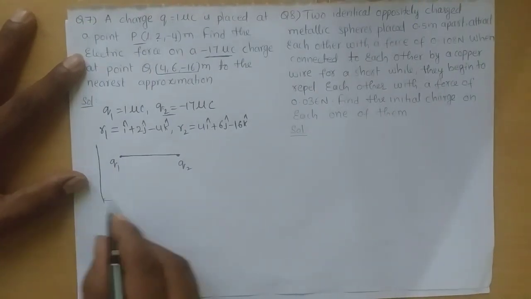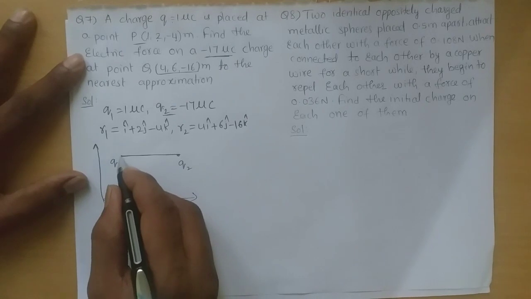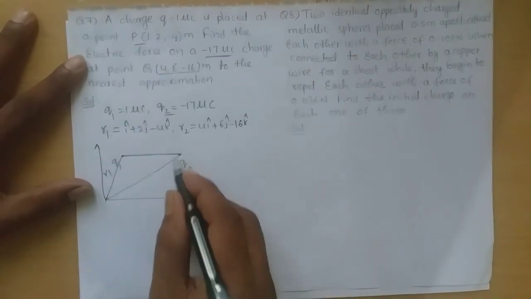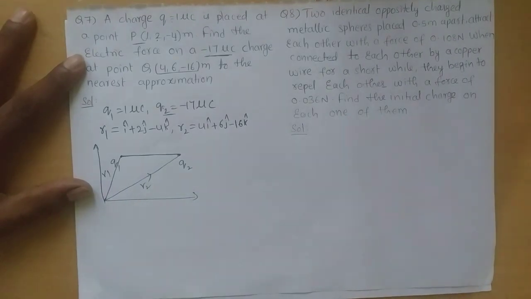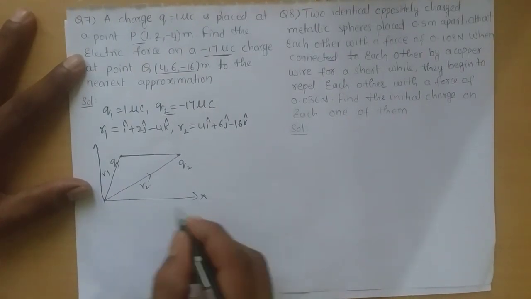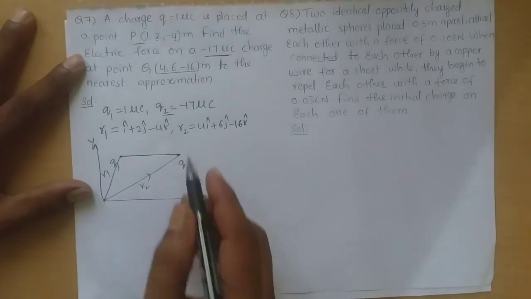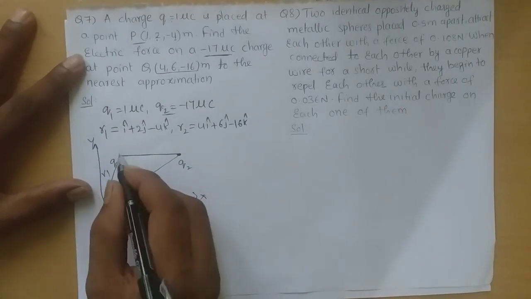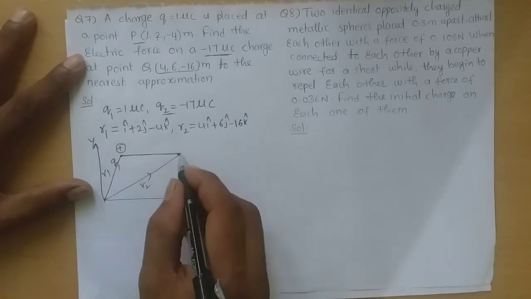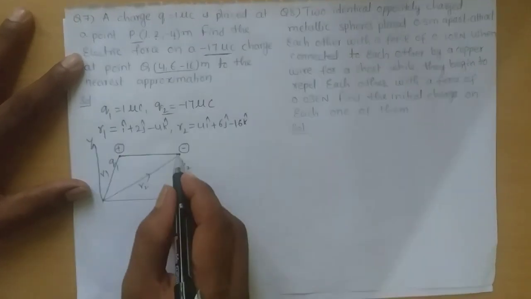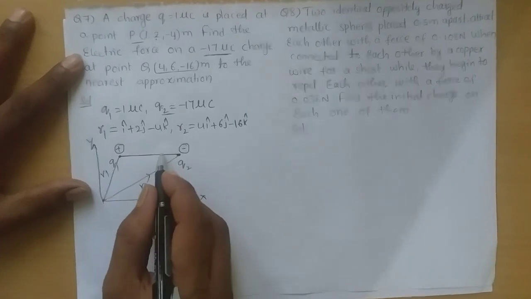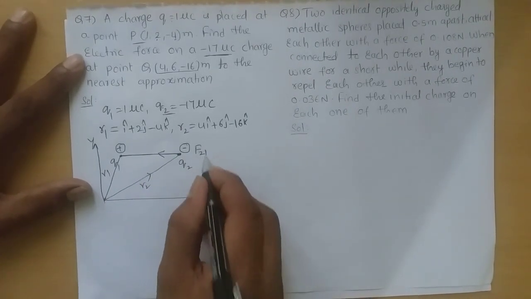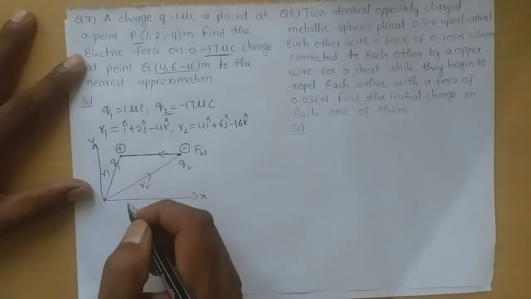So see, now this is the system. This is the R1 distance from the origin, and this is the R2 distance from the origin, and this is the X and Y. This is the diagram. Now we have to find the force on Q2 due to Q1. Q1 is the positive charge and Q2 is the negative charge, so the force on this one due to this one is attractive in nature, in this direction.